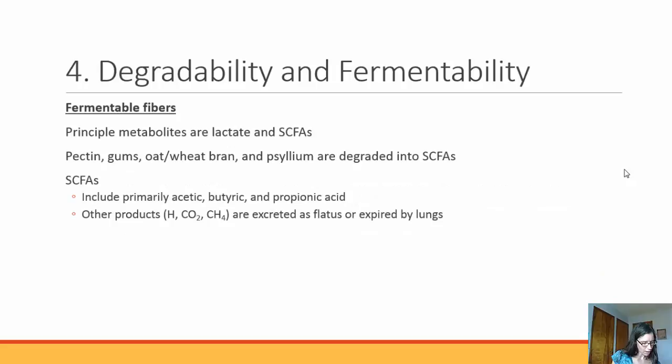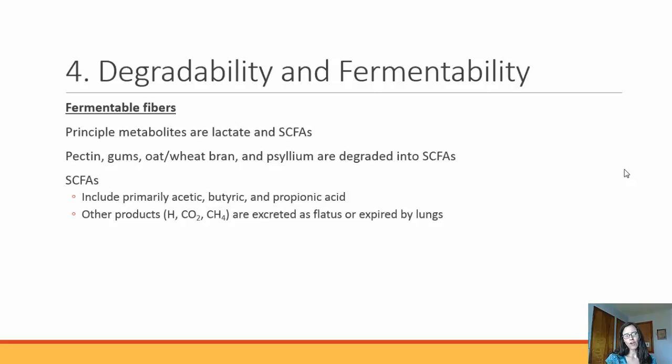Okay, so let's talk about our fourth characteristic, which is degradability or fermentability. First I'm going to talk about fermentable fibers, and then I'll talk about the non-fermentable ones. When our fiber ferments in our large intestine, the primary products are lactate and short-chain fatty acids. We talked about lactate last week in our metabolism lecture, and also short-chain fatty acids. These are primarily acetic, butyric, and propionic acid. We'll talk more about those in the lipid section.